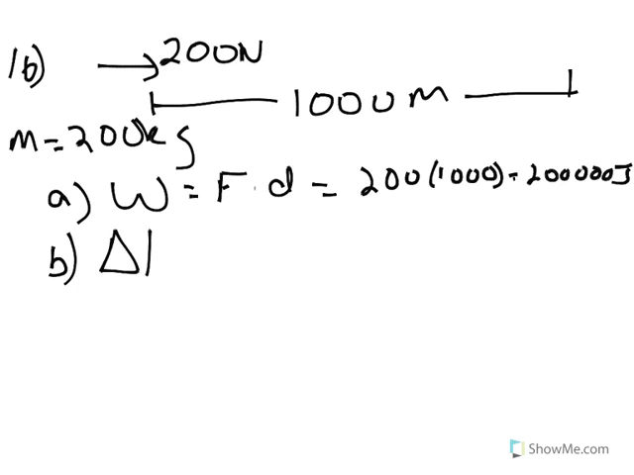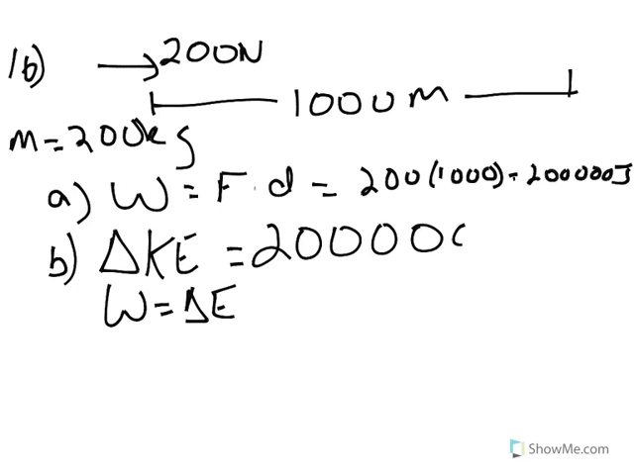B, how much kinetic energy did the boat acquire? You could say that this is the change in kinetic energy. So the amount you acquired is the amount it changed. Remember that work is equal to the change in energy. So work would be equal to the change in energy. Work was 200,000, so the change in kinetic energy would be 200,000.